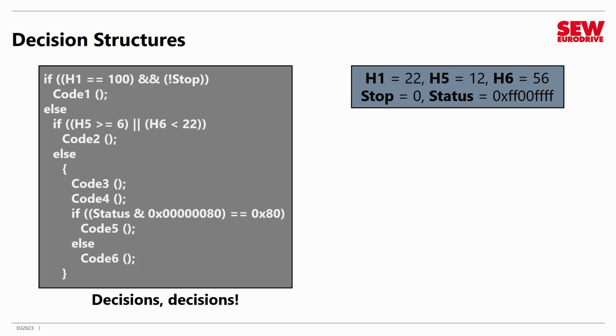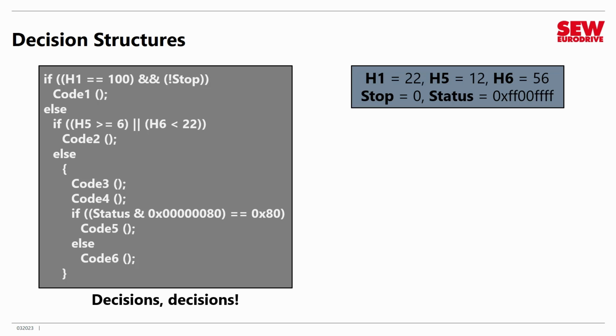We'll set h1 to 22, h5 to 12, h6 to 56, stop to 0, and status to that rather long hexadecimal number. All right? Now let's look at our code. Our first line is if h1 equals 100, so does h1 equal 100? No, it's 22. Now that's an AND statement there, and remember with an AND statement, every single thing has to be true or it evaluates to false. So it's definitely not going to execute the function code1. So let's go to the else.